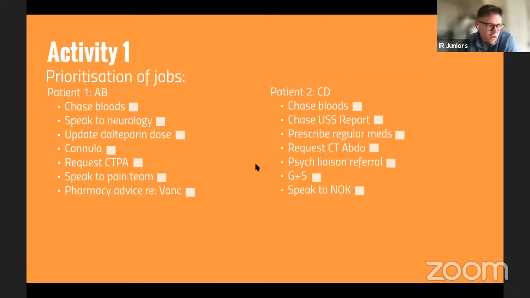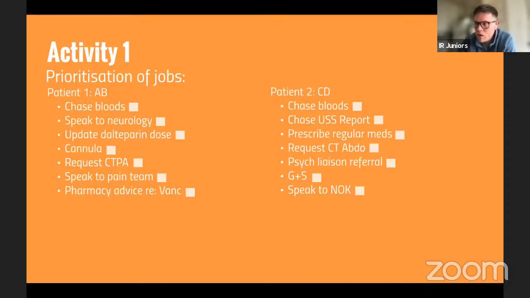As we come to the end, and I apologize, we're running over slightly, but hopefully almost getting there, another thing that I would have found quite useful before I started F1 was to think about the jobs that are ahead of you for the day after a ward round. You can often have a ward round of 20, 30 patients, and then have a list of jobs like this for every single one of those patients. And trying to figure out how to negotiate where to start is an important one.